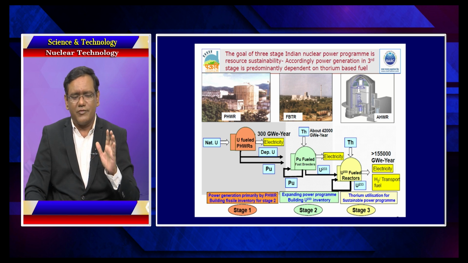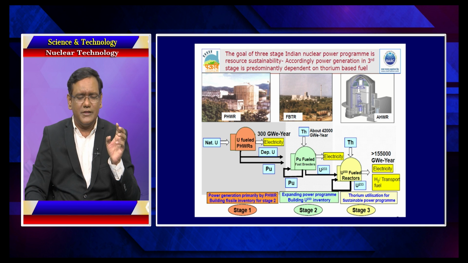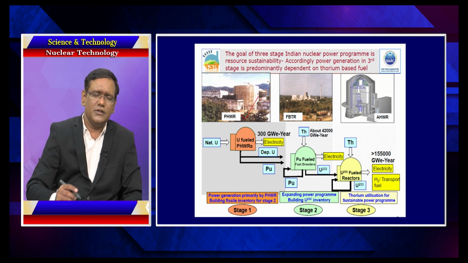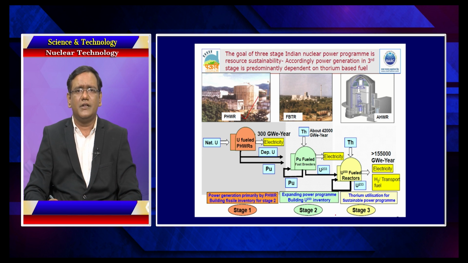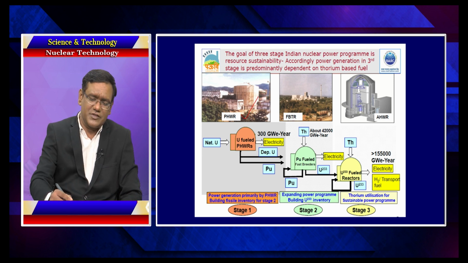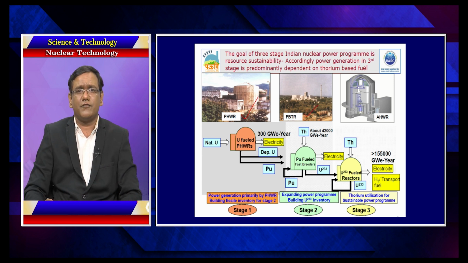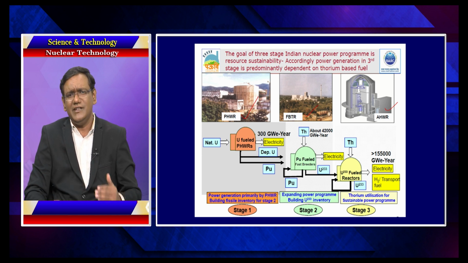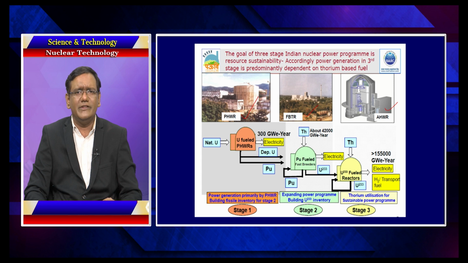In stage 1, we will use pressurized heavy water reactors, that is PHWR. In the 2nd stage, we will use FBTR, that is fast breeder reactors, and then advanced heavy water reactors. These are the reactors that we use in various stages. We will learn about all these things individually.